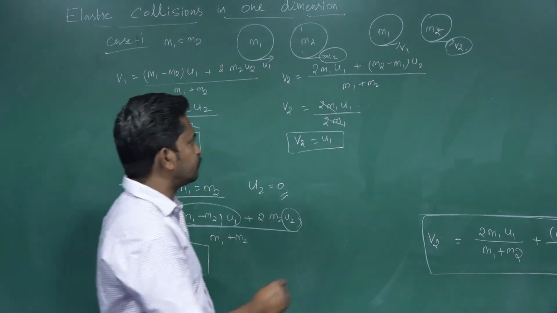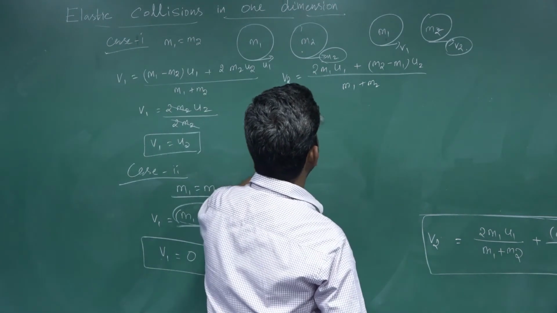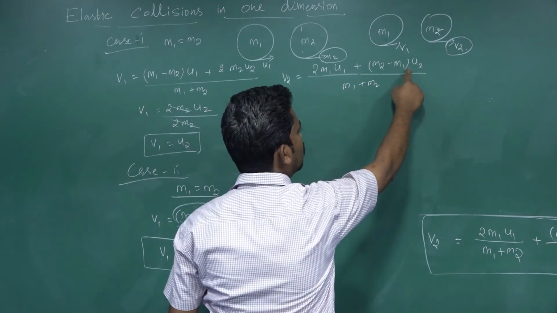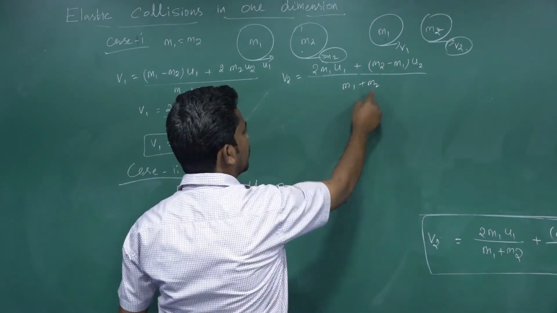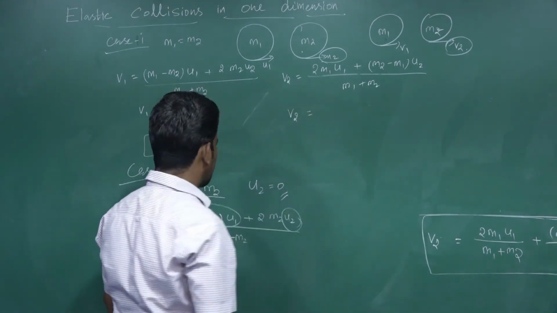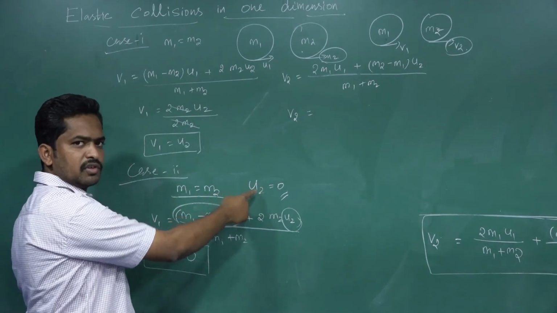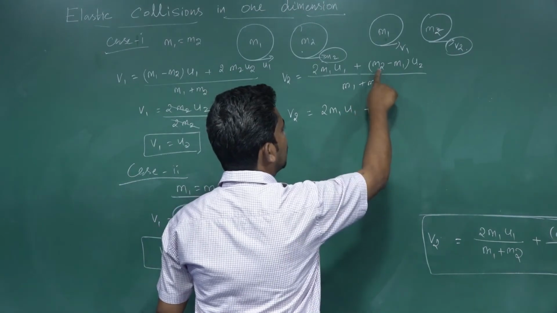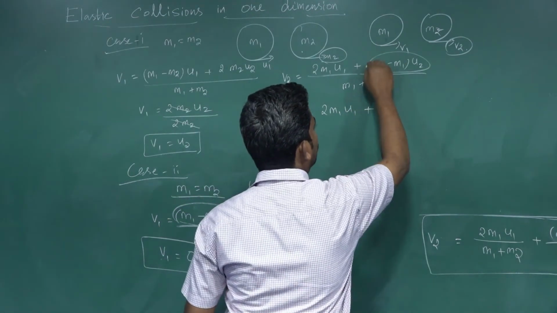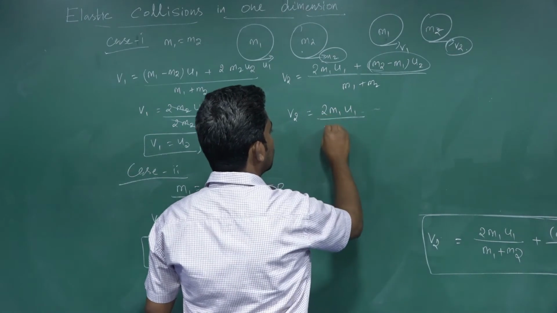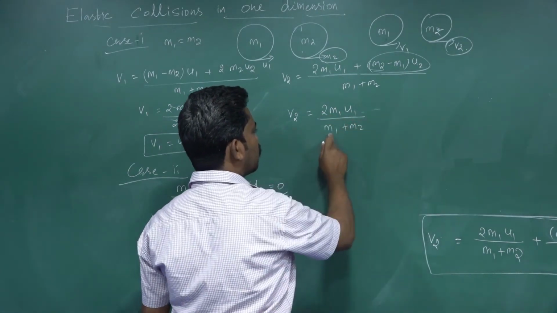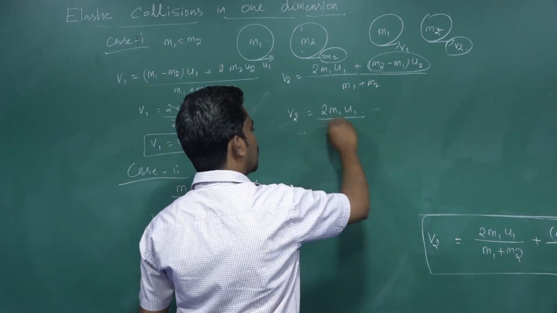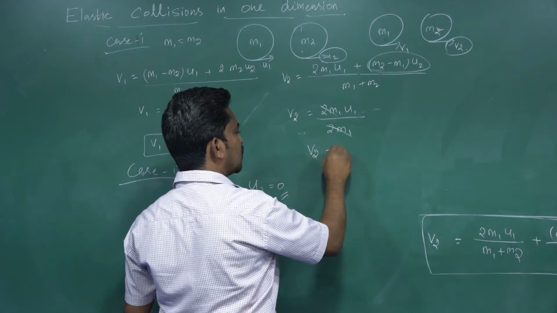What happens to v2? v2 is equal to (2 m1 u1 plus (m2 minus m1) u2) divided by m1 plus m2. With m1 equal to m2 and u2 equal to 0, we get 2 m1 u1 plus (m2 minus m2), which is 0, divided by m1 plus m2, which is 2 m1. The 2 m1 and m1 cancel, so v2 is equal to u1.